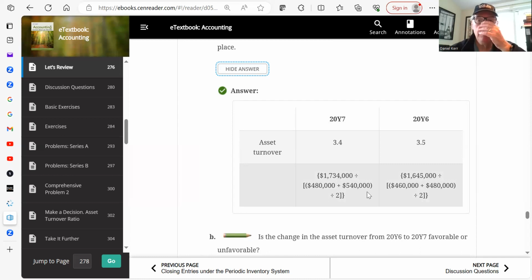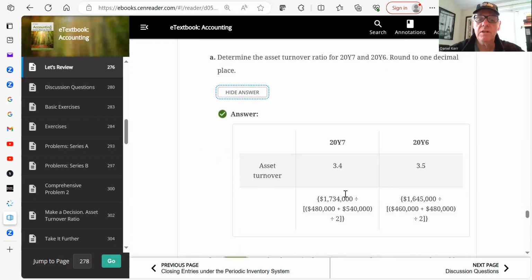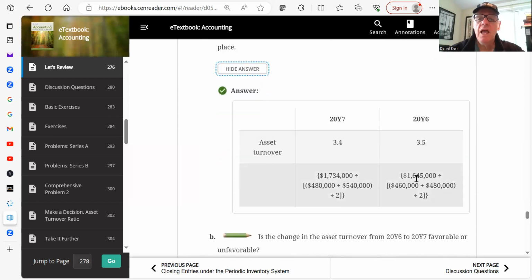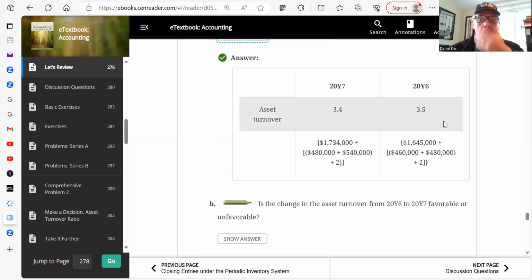So for year 7 rather, it's 3.4. How did I get that? That was the sales for year 7 divided by the average assets, which were 480 and 540. You can see that there. And for year 6, it was 1,645,000 divided by the average of 460 and 470. So it comes out to 3.5 for year 6 and 3.4 for year 7.